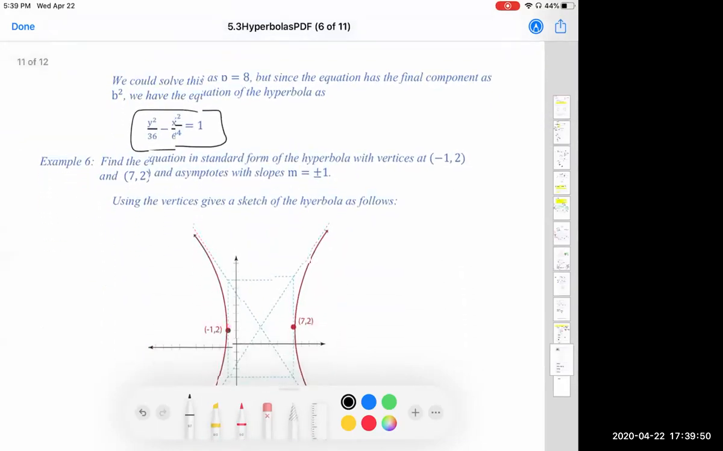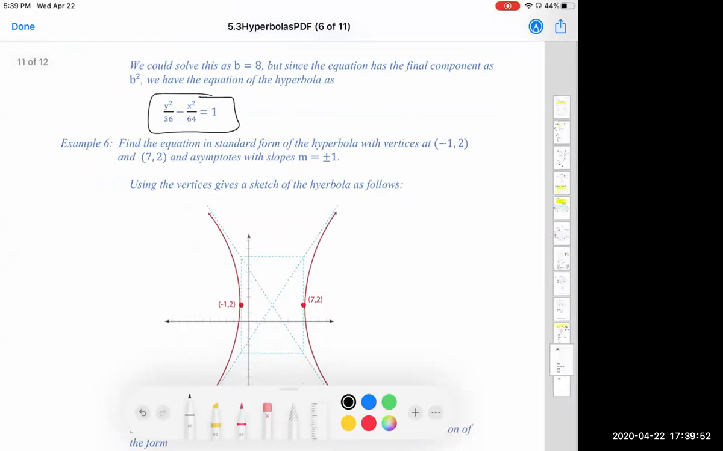Let's continue with example 6. Find the equation in standard form of the hyperbola with vertices at (-1, 2) and (7, 2) and asymptotes with slopes of plus or minus 1. Using the vertices gives a sketch of the hyperbola as follows.